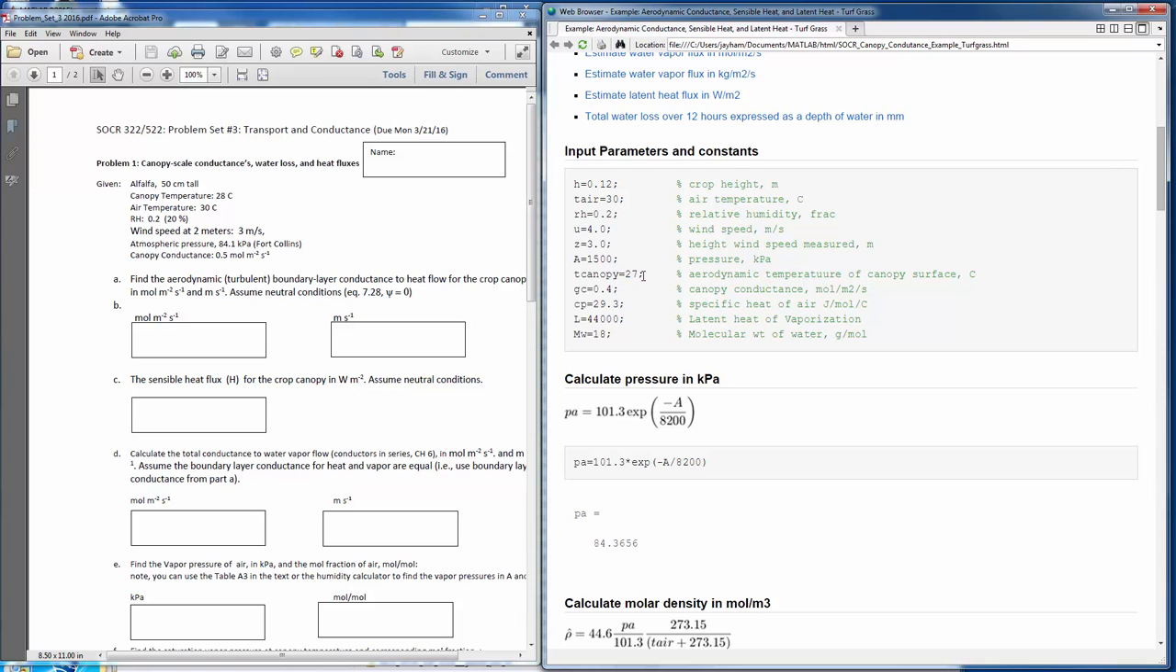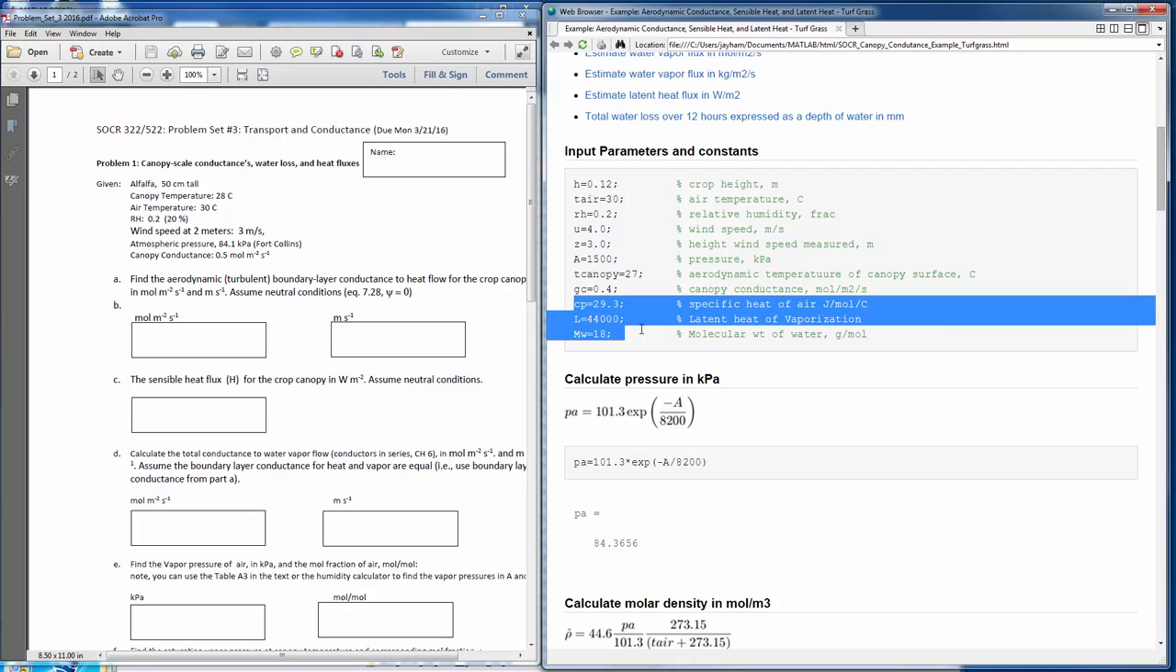temperature of the canopy, 27 degrees, canopy conductance, remember this is the integrated effect of all the stomata on the canopy, specific heat of air, latent heat of vaporization, and the molecular weight of water. These last three are just kind of constants that you should probably always have on any kind of study sheet or things that are going to be used for the exam, for example.